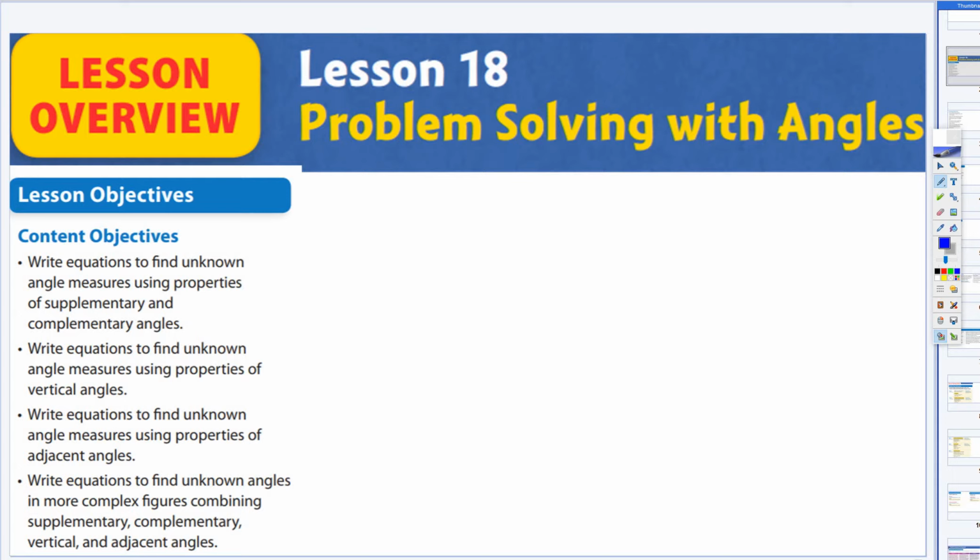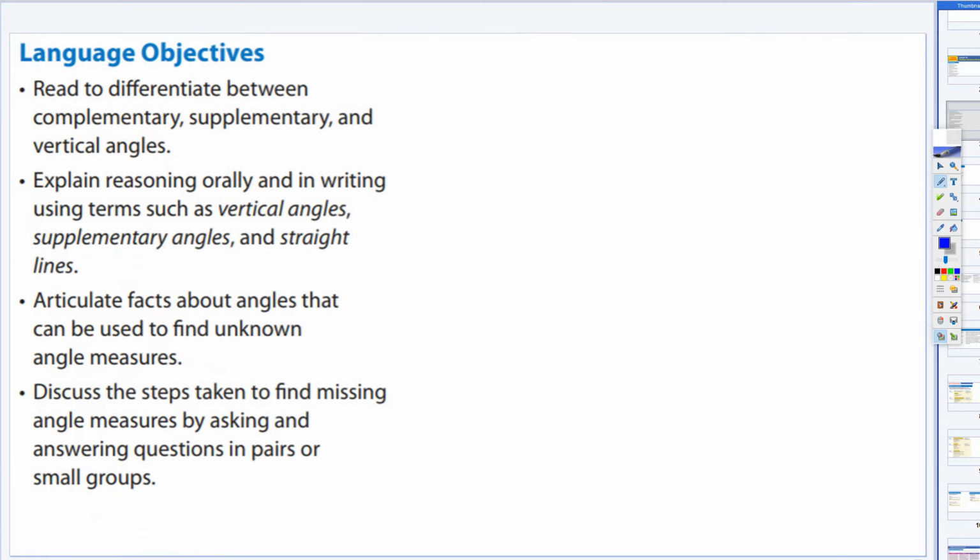Students will be able to write equations to find unknown angle measures using properties of adjacent angles. Students will be able to write equations to find unknown angles in more complex figures combining supplementary, complementary, vertical, and adjacent angles. Language objectives. I can read to differentiate between complementary, supplementary, and vertical angles.